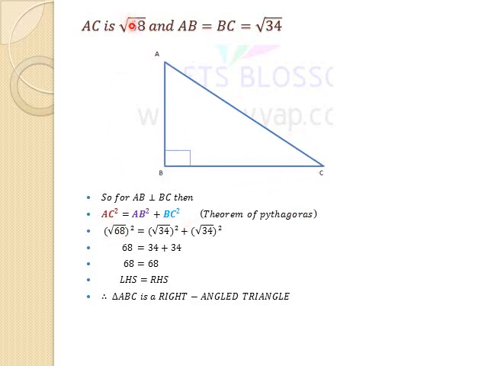So AC squared, we have square root 68 all squared, AB squared, square root 34 all squared, and BC squared, square root 34 all squared. That becomes 68 equals 34 plus 34, which gives me 68. 68 equals 68. My left hand side is the same as my right hand side, so therefore I can conclude that this is a right angle triangle because the theorem of Pythagoras is valid for it. Right? So that's just a different way of showing that two lines are perpendicular instead of multiplying gradients and getting -1.